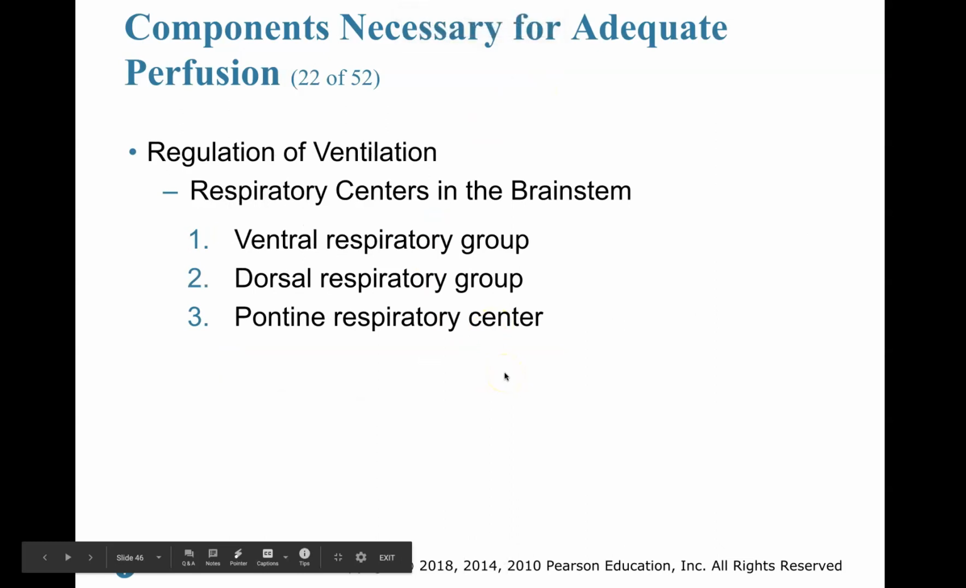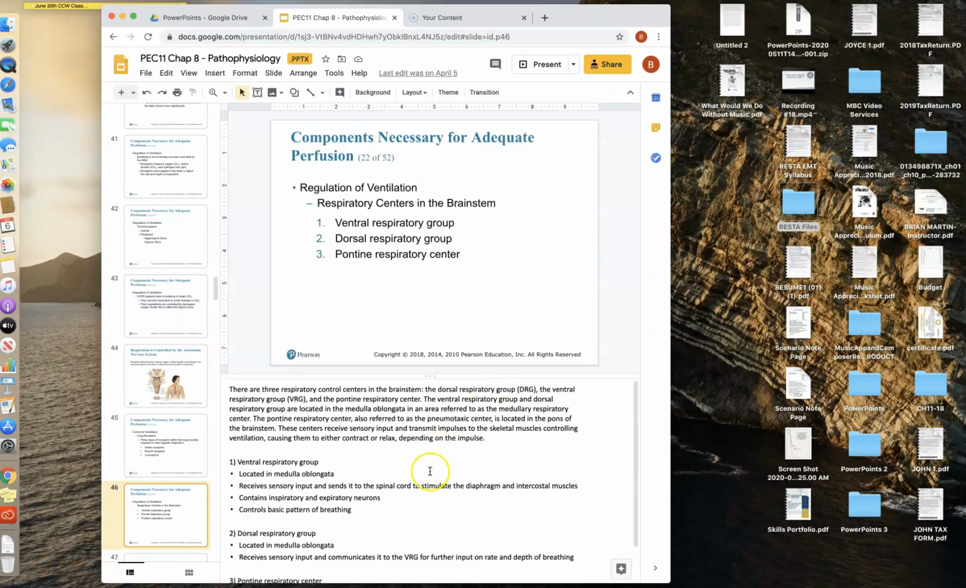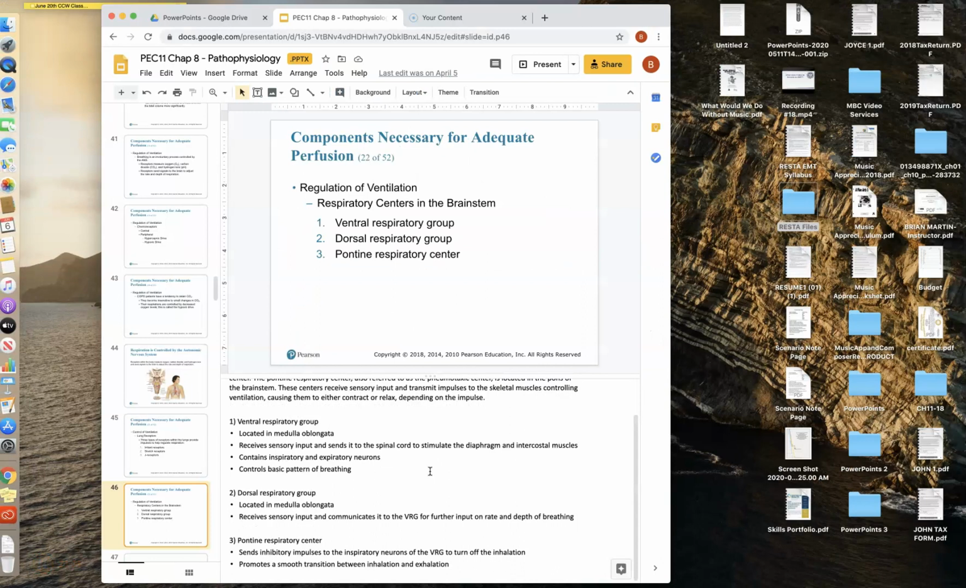Respiratory centers in the brainstem: the ventral respiratory group, the dorsal respiratory group, and the pontine respiratory group. Let's see if we got some notes on those. The ventral respiratory group is located in the medulla oblongata, receives sensory input and sends it to the spinal cord to stimulate the diaphragm and intercostal muscles. It contains inspiratory and expiratory neurons and controls basic patterns of breathing.